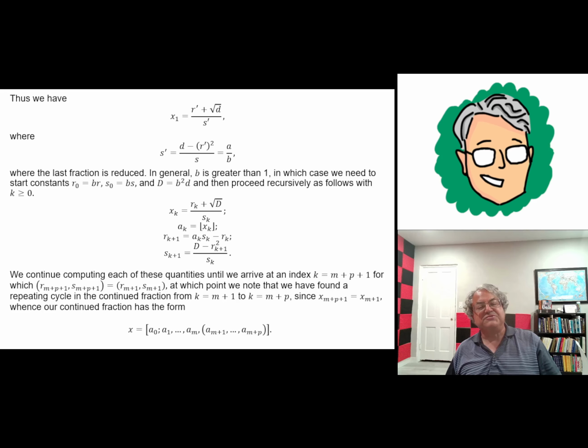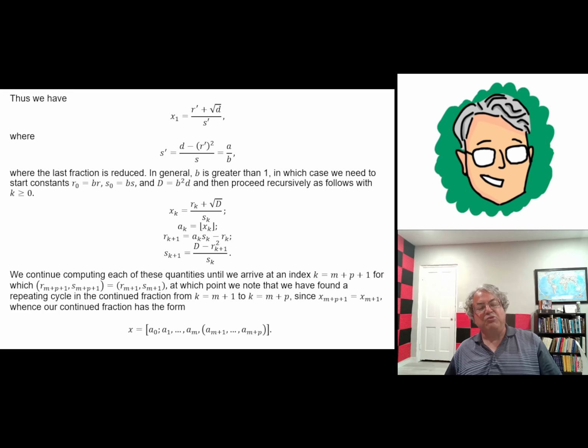So now we get x1, and we can write x1 in a form that looks like x0. We have r prime plus square root of d over s prime, where I'm just simplifying the previous equation. s prime is now d minus r prime squared, over s. If this is an integer, we're fine, but in general, it's not. It's going to be a fraction whose reduced form is a over b, where b is the denominator. b is in general not equal to 1.